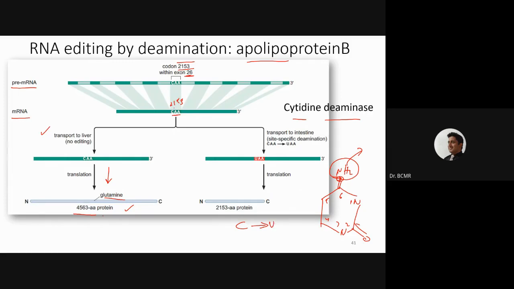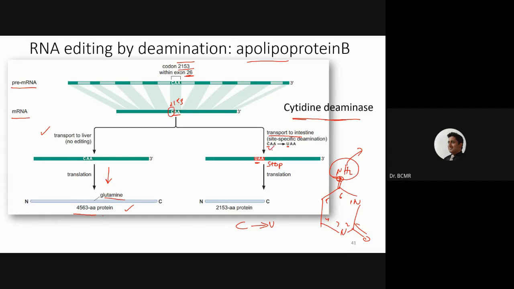So if this C in this CAA codon is acted upon by an enzyme called cytidine deaminase, the cytosine is modified into uracil. It doesn't happen anywhere randomly. It only happens at certain places, and that is what is site-specific deamination. So because of which, now it is a stop codon.